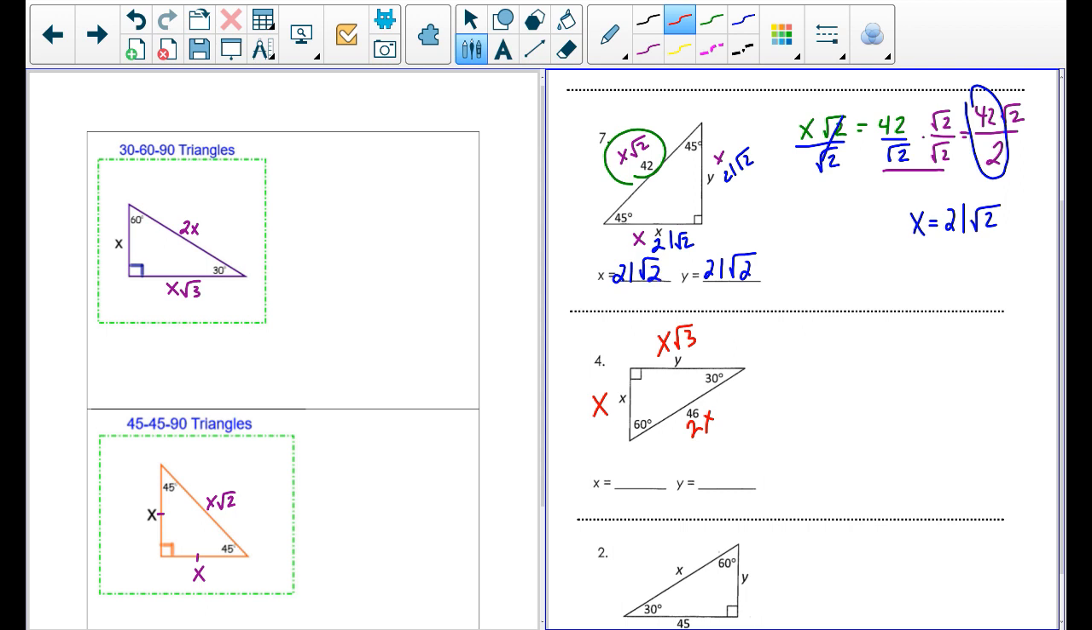So set equal what we have right here. So 2x equals 46. So solve for x. What do I need to do? Divide by 2. So x equals 23. So now plug in your ratio. This one's x, so this is 23. And this is 23 square root of 3. And I'm done. So x here is 23. The y is 23 square root of 3.